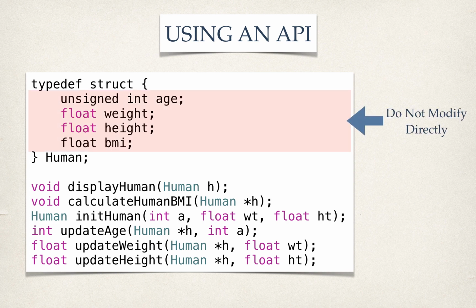Okay, so the rule is use the APIs, don't modify the member variables inside the structure. Okay, so don't modify the members of a structure directly, use the APIs. And if we write them carefully enough, we can fix those common problems.